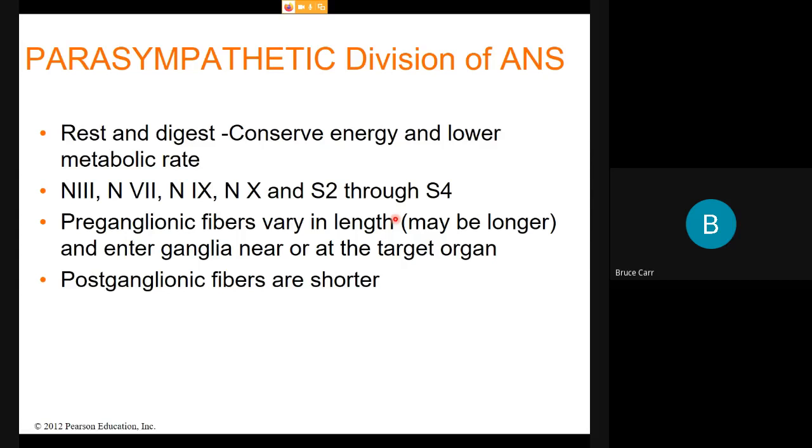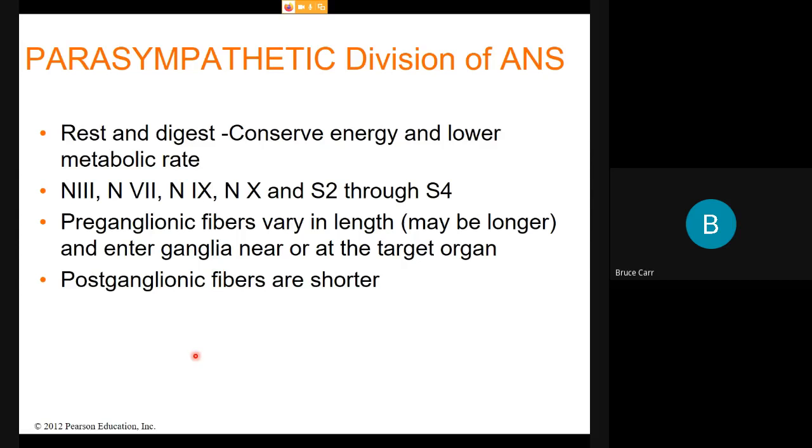In this case, the primary activity that we're illustrating is digestion. It's going to be connected through four specific cranial nerves: 3, 7, 9, and 10. And down at the other end of the spine, the sacral nerves S2, 3, and 4.